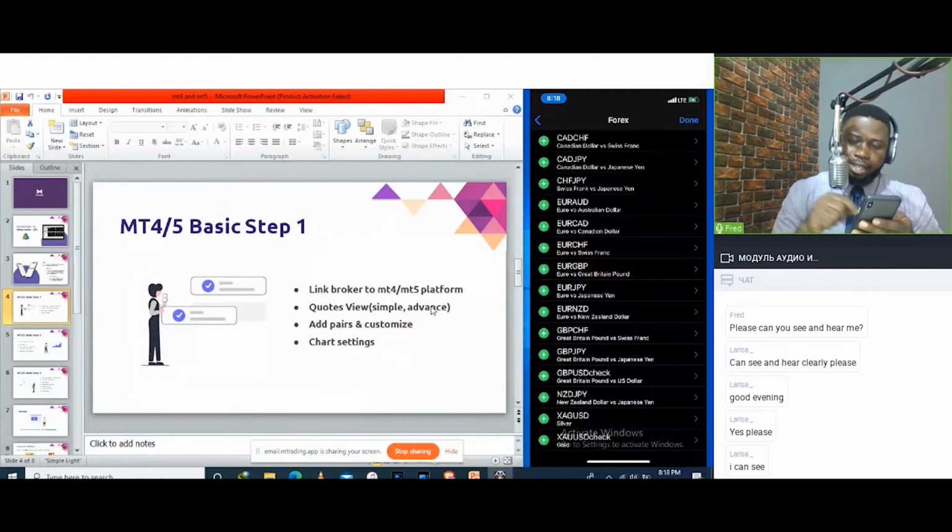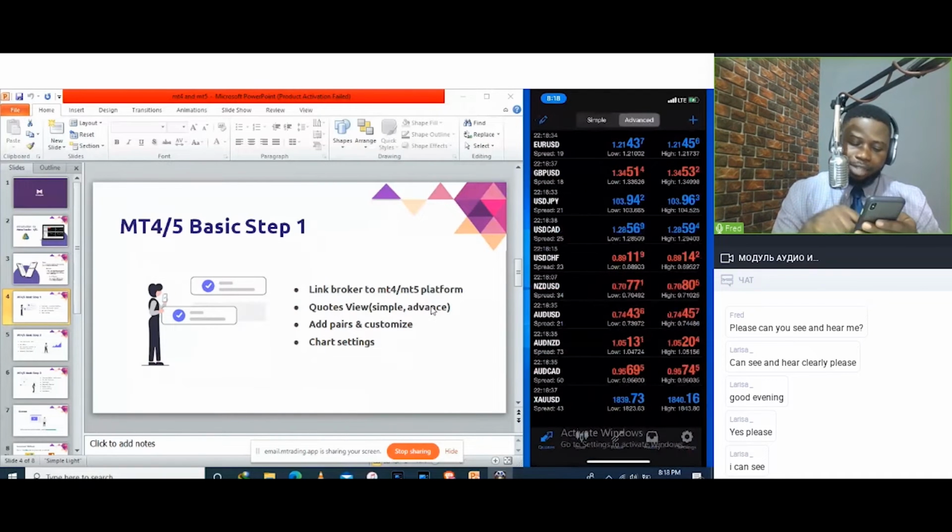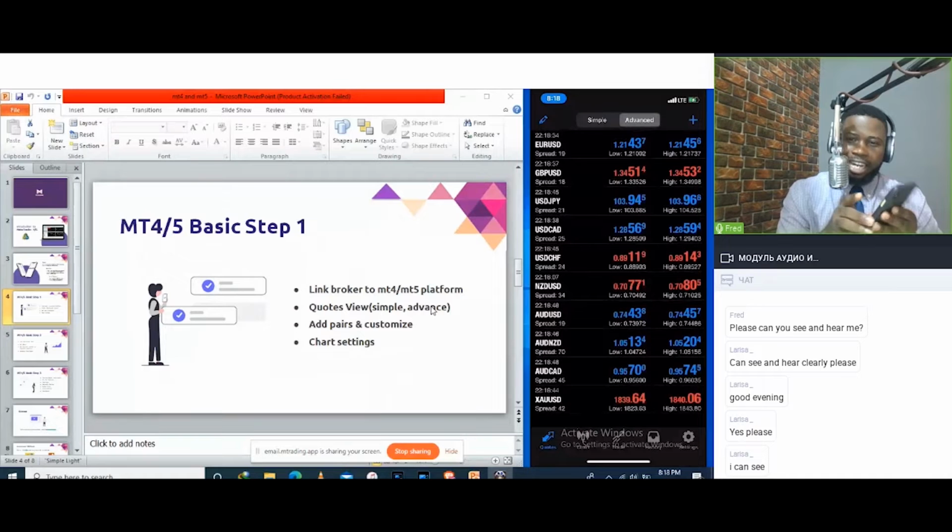Okay, we just clicked it and it disappeared from this list. That means it has been added to our advanced view over here. You can see it's at the last section over here, right? So that means gold has been added to our list and we can trade gold now. So you get into it and see how we can view the chart and stuff.